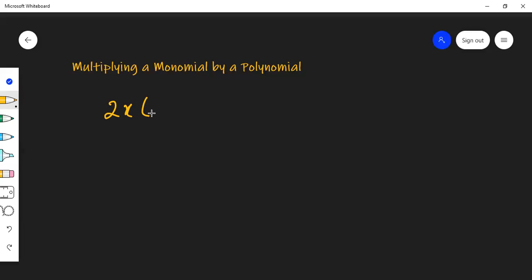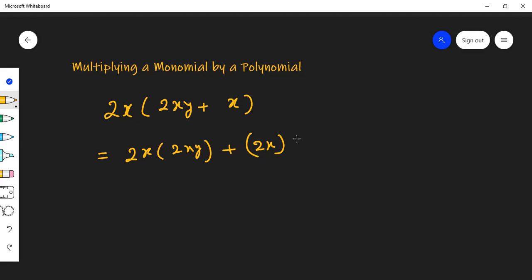2x is a monomial. Now I'm multiplying this with 2xy plus x. When you multiply a monomial with a binomial, what will happen? We can use the distributive property. This 2x will be multiplied with the first term, so it's like 2x into 2xy, and plus 2x, which will get multiplied with x.